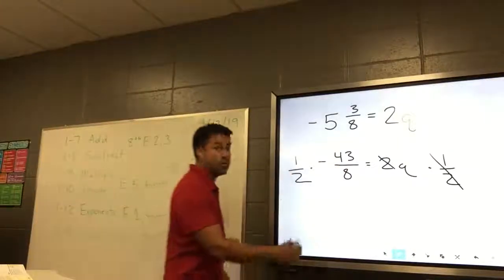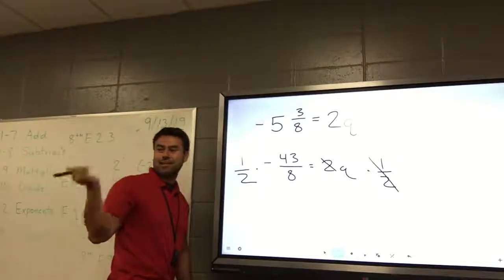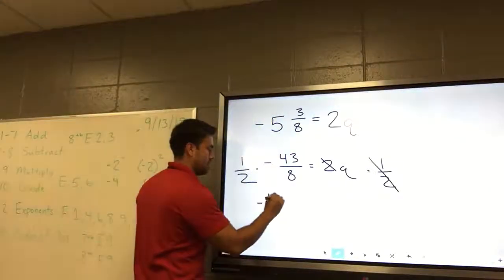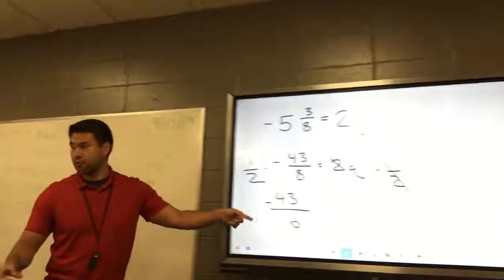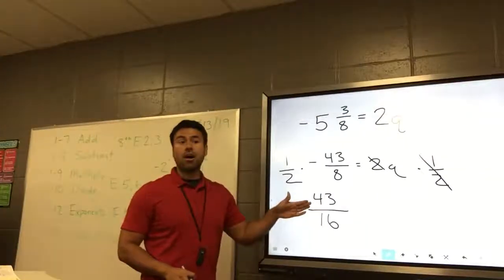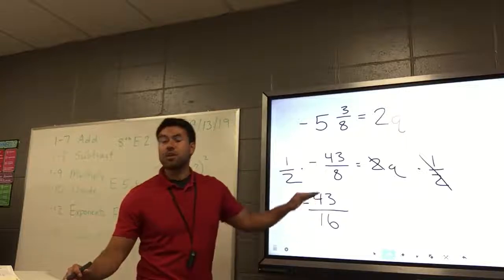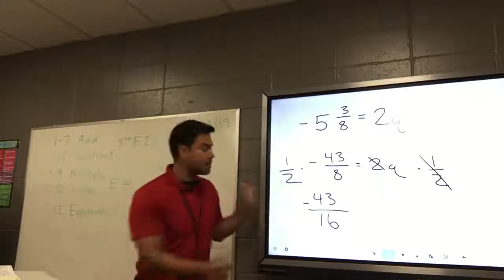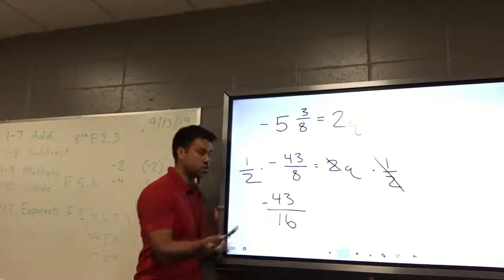That helps you out. What do I get? Somebody? Negative 43/16. Did you get negative 43/16? Okay, and then you can change it to a mixed number, negative 2 and 11/16. On these answers, you can leave them improper, as long as they're simplified, that means there's no number that goes into both of them, or reduced, you can also say.